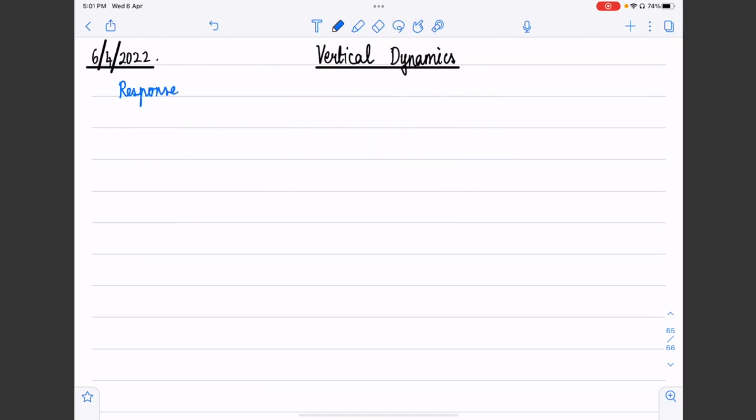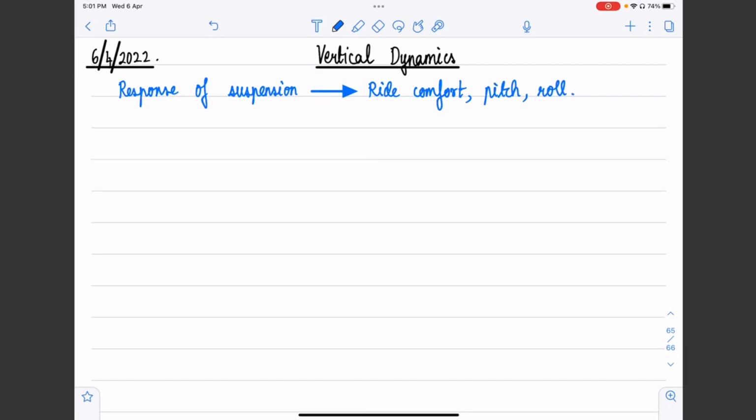Okay, so when we talk about vertical dynamics, by and large, we are going to look at the response of the suspension system, the vehicle suspension, and typically we are interested in looking at ride comfort, and then the pitch motion of the vehicle, the roll motion of the vehicle, and so on. Okay, so these are the different aspects that we will be looking at. So we will derive models to understand or analyze ride comfort, pitch, and roll of the vehicle. Of course we are going to make certain assumptions.